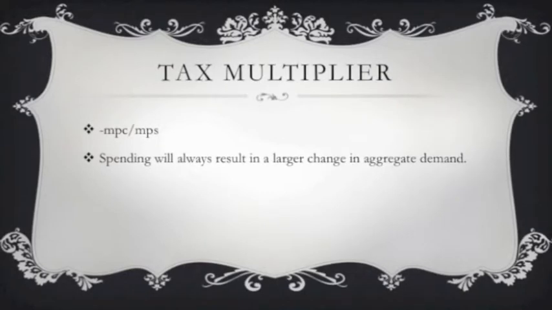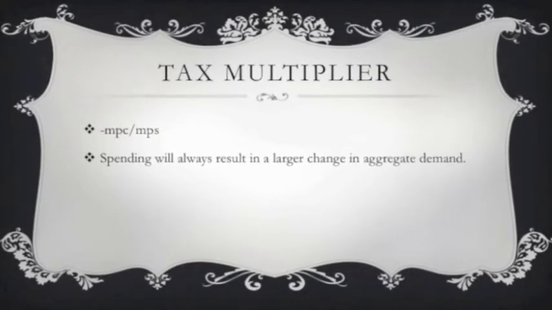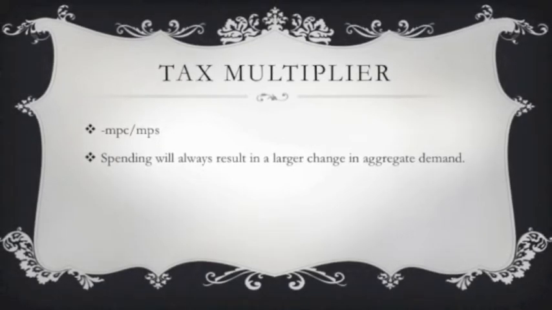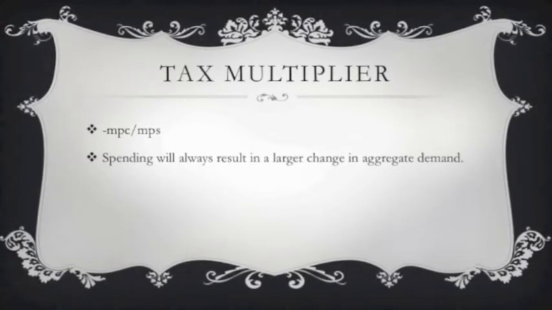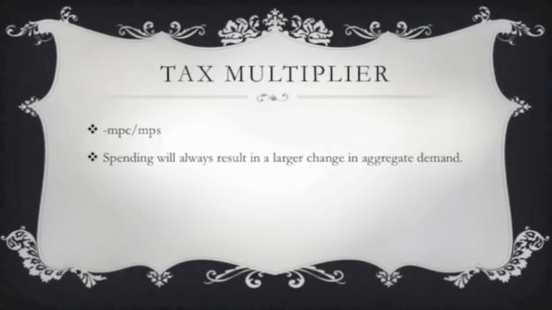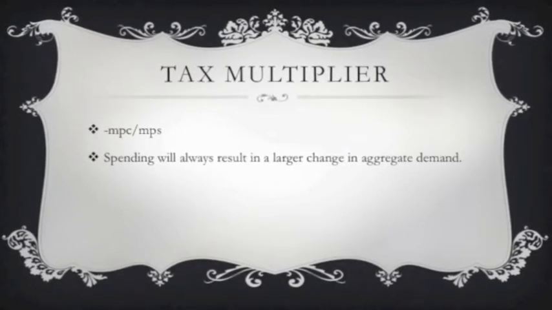Much like the spending multiplier, the tax multiplier incorporates MPS and MPC. The formula for the tax multiplier is negative MPC over MPS. The tax multipliers will always result in less net money change than the spending multiplier.